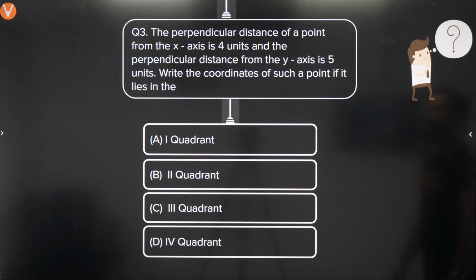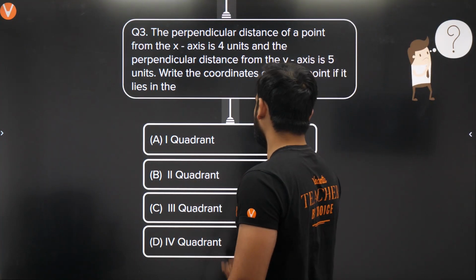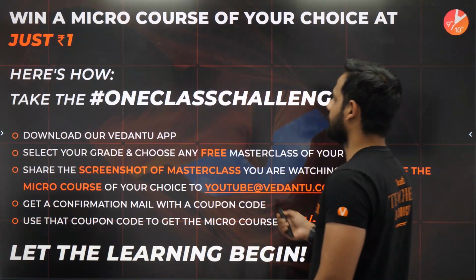The perpendicular distance of a point from the x-axis is 4 units. Acha, so we have done the points. Okay, let's move to the next part.